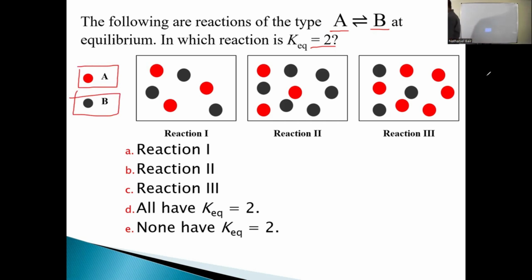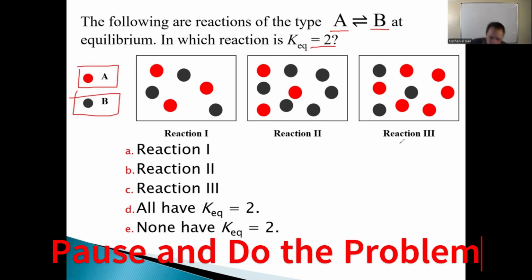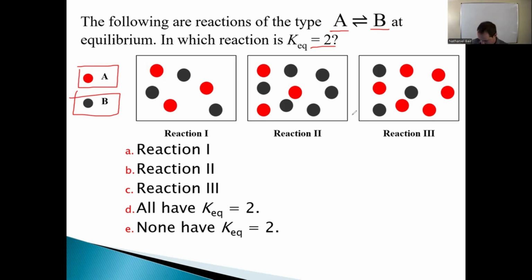I love that question. We can take the number of circles and use that to figure out the concentration of each. So the first thing we should do is write a mass action expression. My mass action expression is going to be the equilibrium constant equals the concentration of B, which is my product, to the first power, divided by the concentration of A, my reactant, also to the first power.